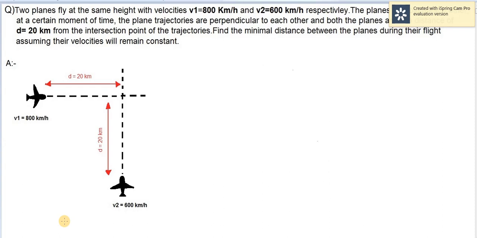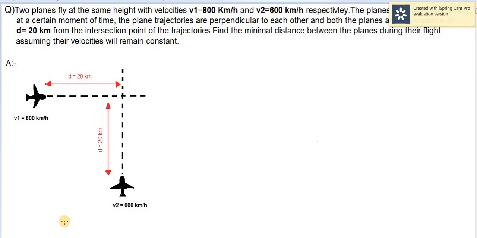Continuing with our discussion of relative motion, we will solve a problem. This problem is taken from John Calda's handouts, which is a very popular collection of problems for students appearing for Physics Olympiad. This is the second problem in that handout.